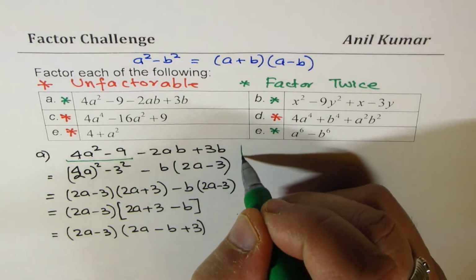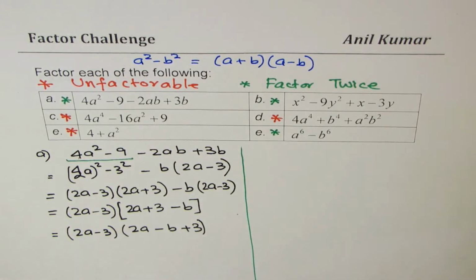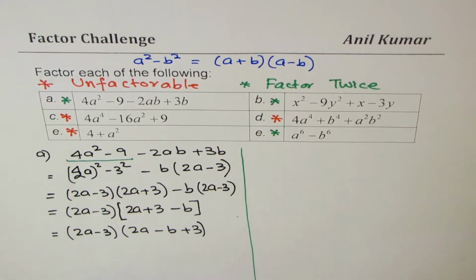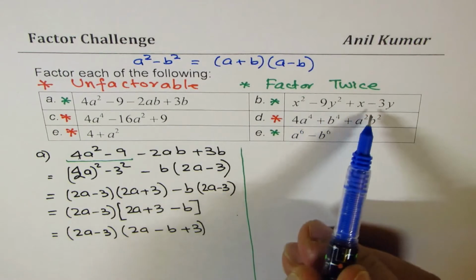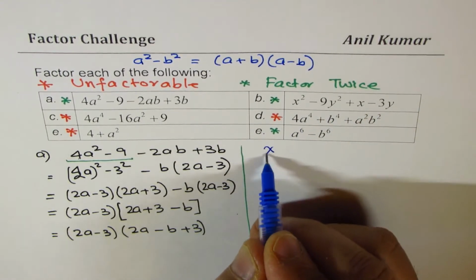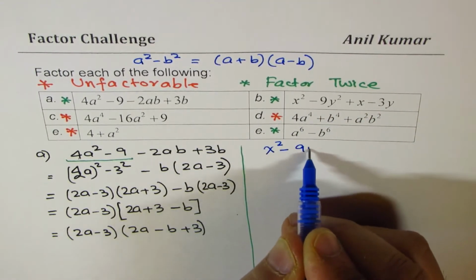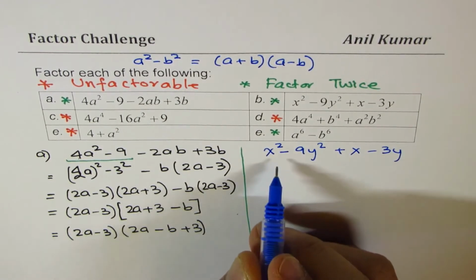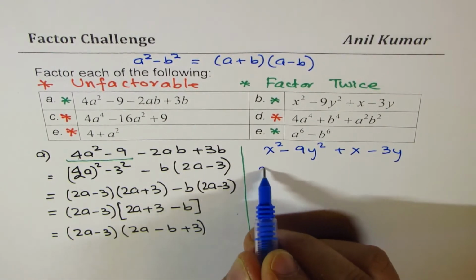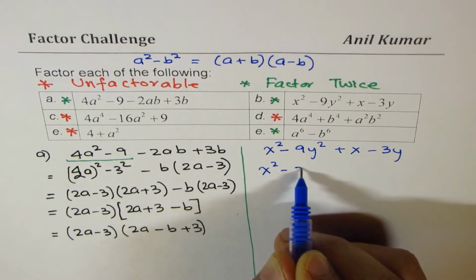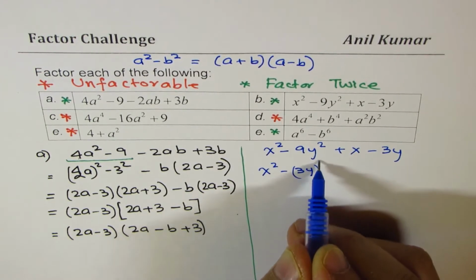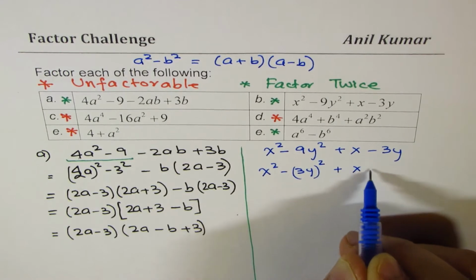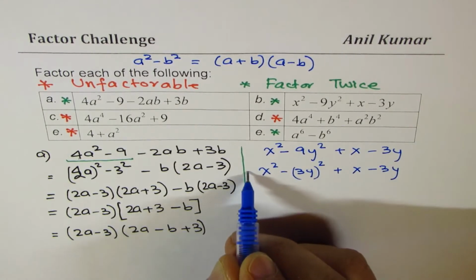Now exactly similar technique can be applied to factor B. So I'm sure you learned this technique now. So let's apply it again. So we have x square minus 9y square plus x minus 3y. I can always write this as x square minus 3y whole square plus x minus 3y, correct?